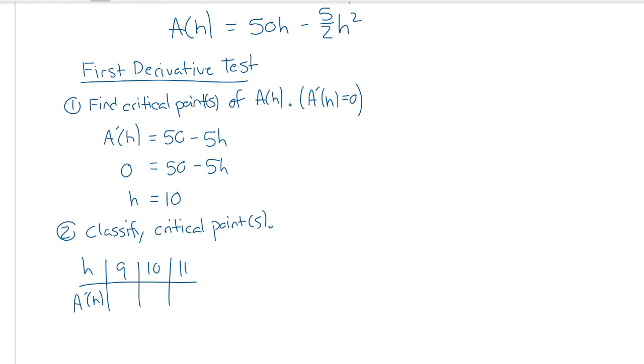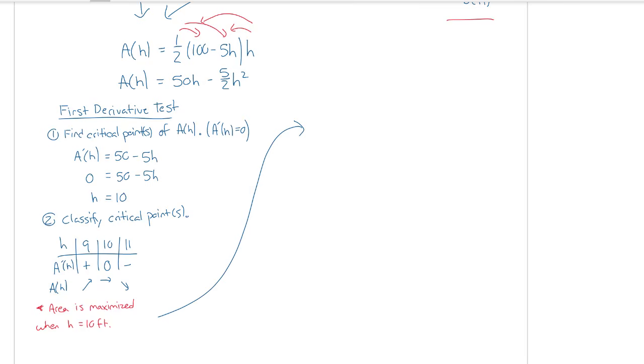So now we need to classify the critical point, and so we include our critical point at h equals 10. We know the derivative is 0 there, and then we take a test point to the left and to the right. If we plug in 9, we'll see that we have a positive value, and plug in 11 and you'll see a negative value. And so what this tells us is that h is increasing, flattens out, and is decreasing. So in other words, area is maximized at a height of 10.